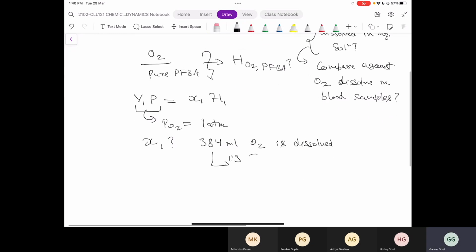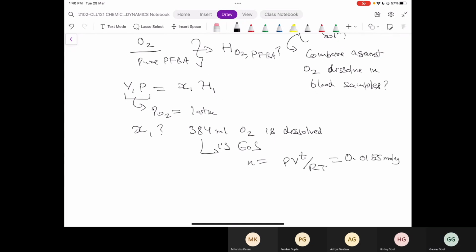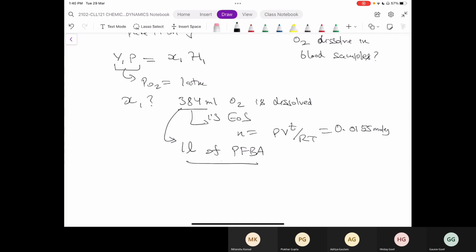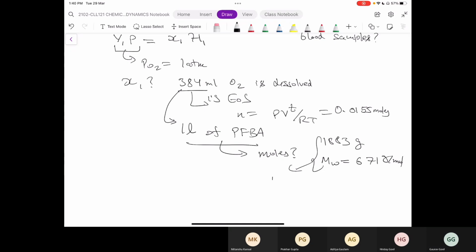So use the ideal gas equation of state to calculate how many moles it is. So plug in the numbers. Okay, and this is present in 1 liter of PFBA. So now 1 liter of PFBA is equivalent to how many moles? Density is given. So this will correspond to 1883 grams. Convert this grams to moles. Calculate the molecular weight if it's not given. I believe the chemical formula is given. So from these two, you can get N of PFBA as 2.806.